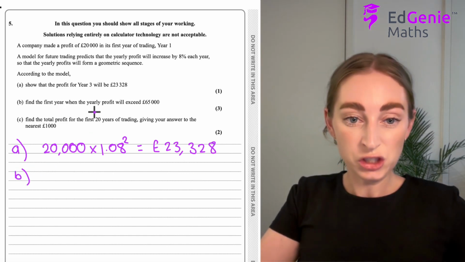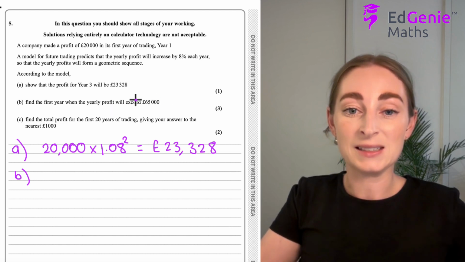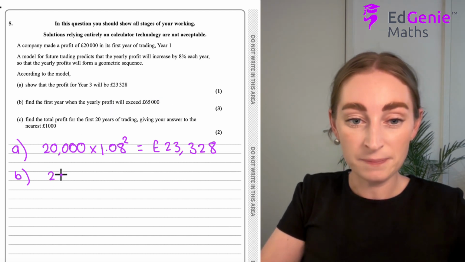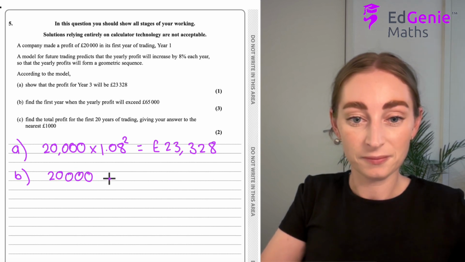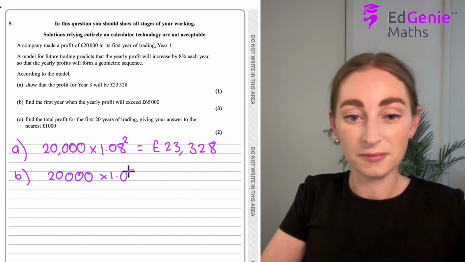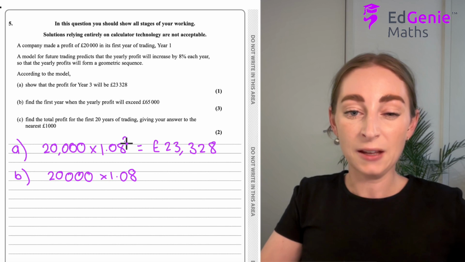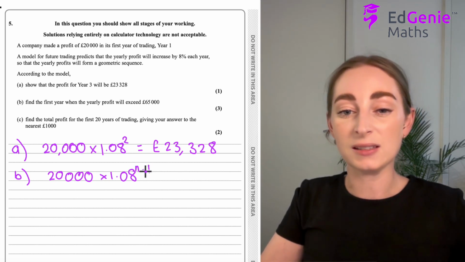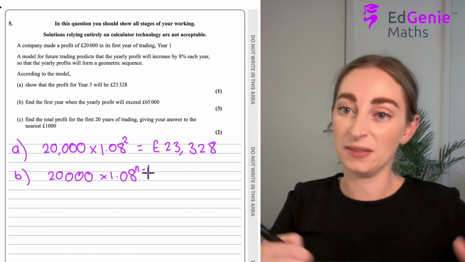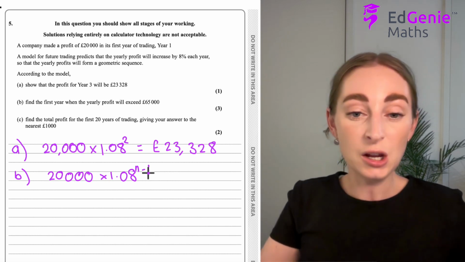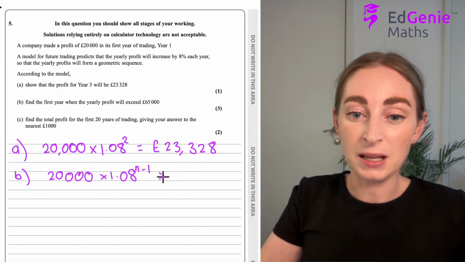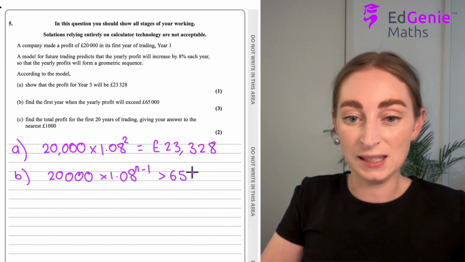Find the first year where the yearly profit will exceed 65,000. So we're going to use this formula. And just be careful here. So I'm going to put n minus 1. You could call this m, for example, and then at the end just take away 1 from it, whichever is easiest for you. And we want that to be larger than 65,000.